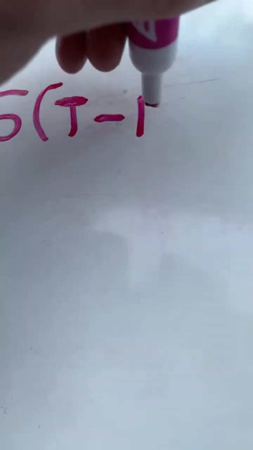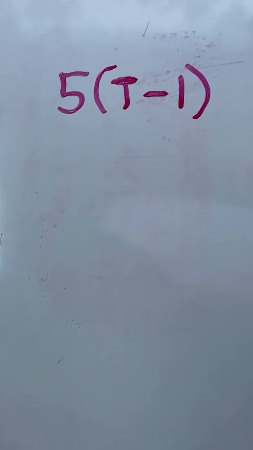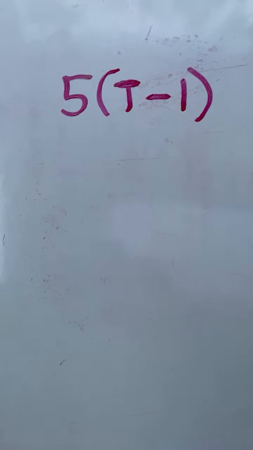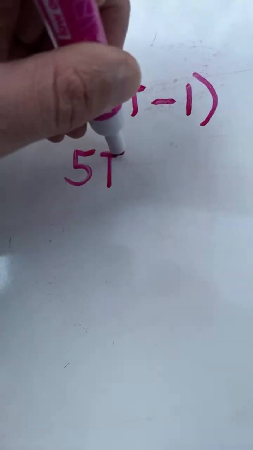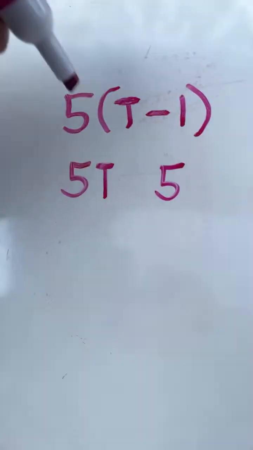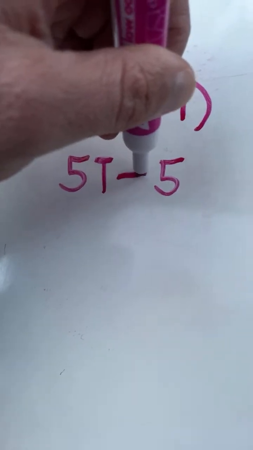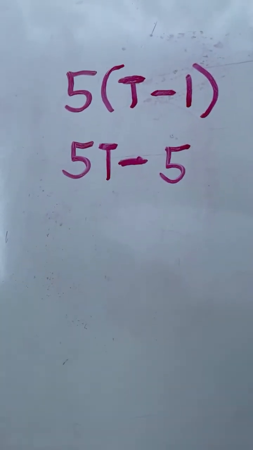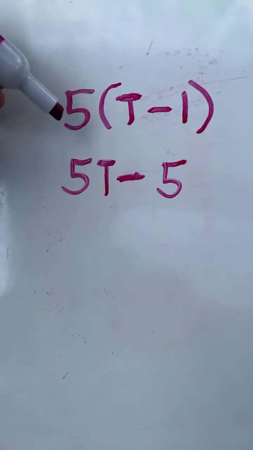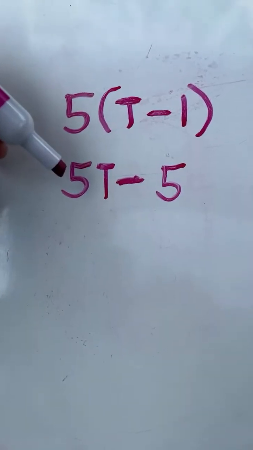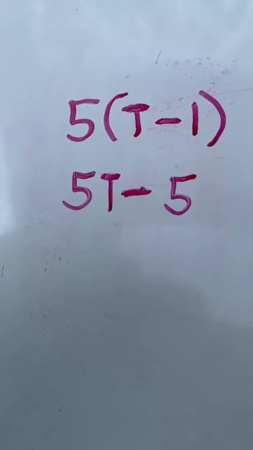Now, what if we have a minus sign within the parentheses? If we have a minus sign, the steps are the same. Only difference is you're going to have a minus after you simplify the numerical expression. So, step 1, we multiply 5 times t. 5 times t equals 5t. 5 times 1 equals 5. Since there's a subtraction sign within the parentheses, there's going to be a subtraction sign in our answer. And when you use distributive property to simplify this numerical expression, we get 5t minus 5. Alright, next example.